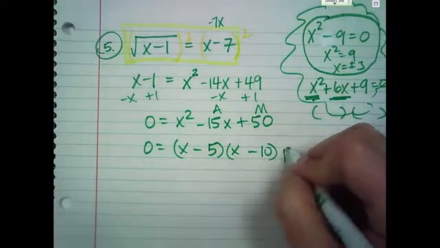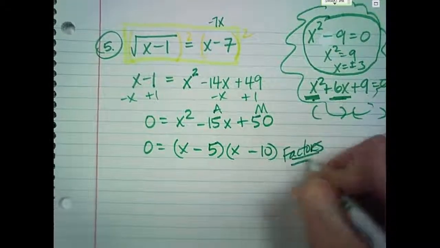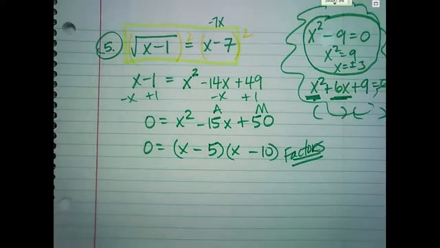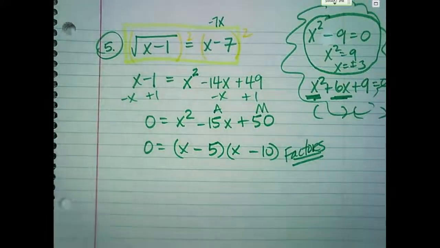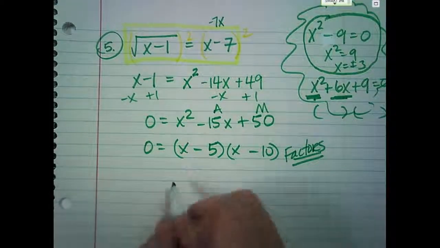Okay, I've talked about this in the warm-up again. These are my factors, but what are my roots? What are my solutions to that original problem? Way up here we had a problem. These are just factors. The answers are what? Very good, 5 and 10.